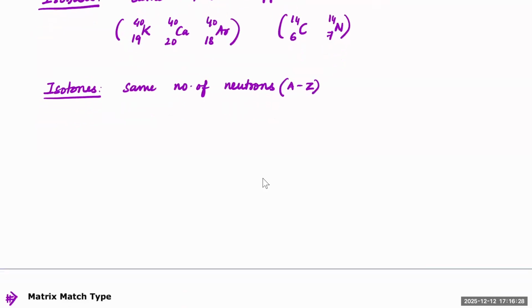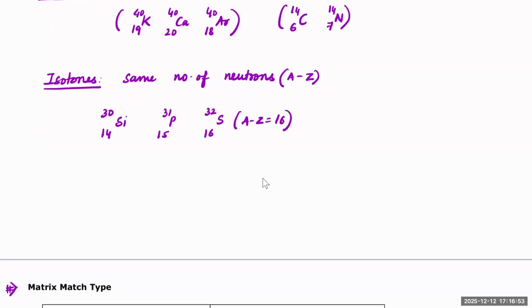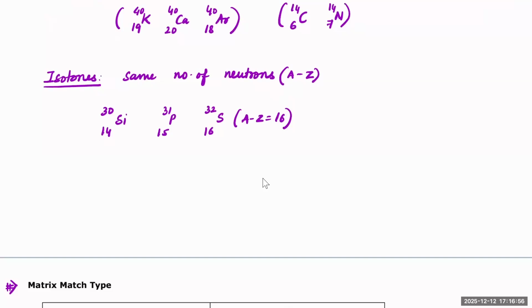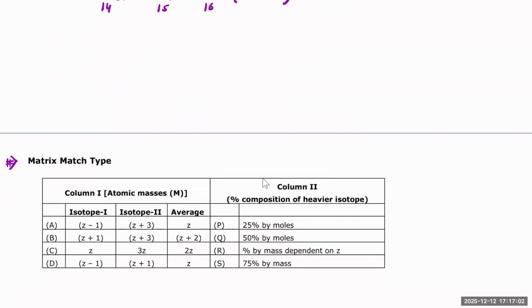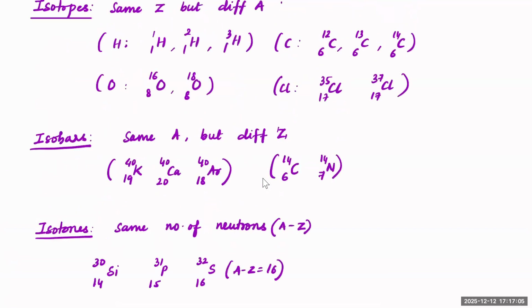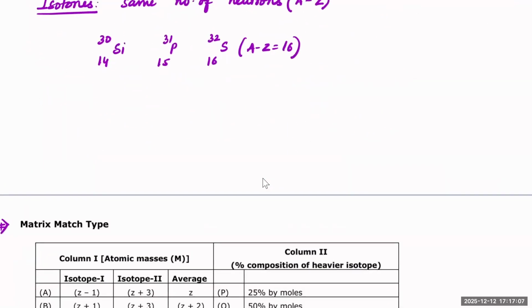If you notice this example, for instance, silicon we have 30 and 14, phosphorus we have 31 and 15, and sulfur we have 32 and 16. Now you notice that the A minus Z value is 16 in all the cases. So these three are isotones. I think these terms are clear, beta. Yes, sir.